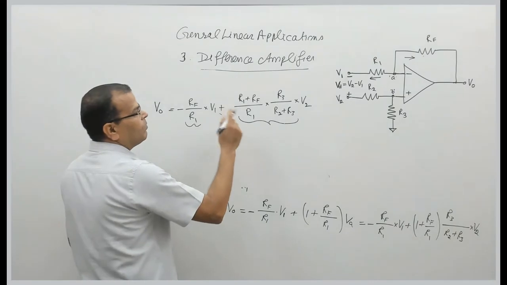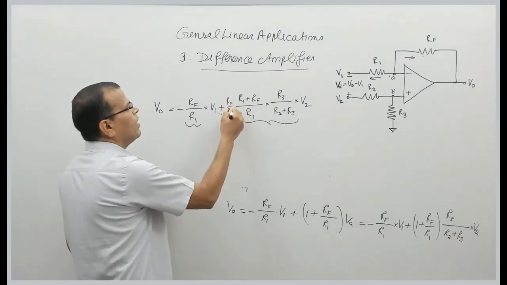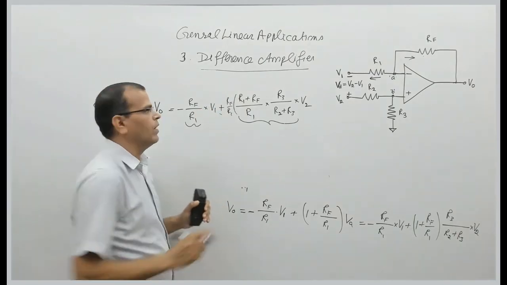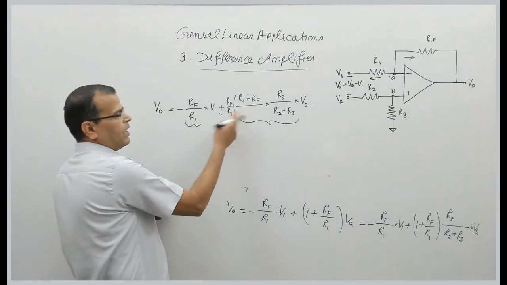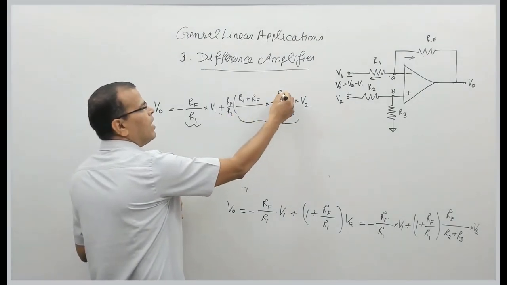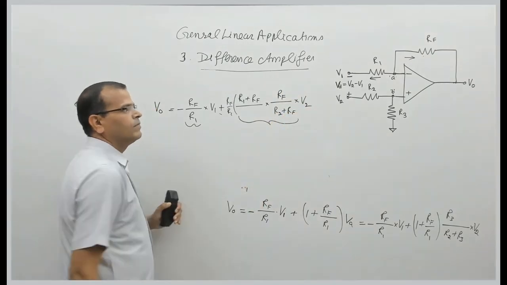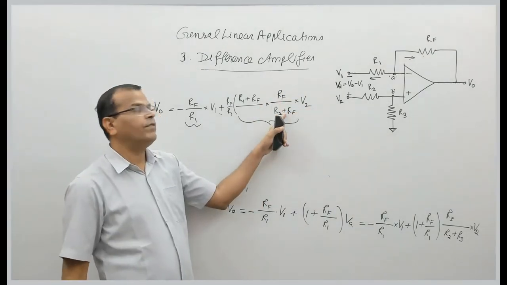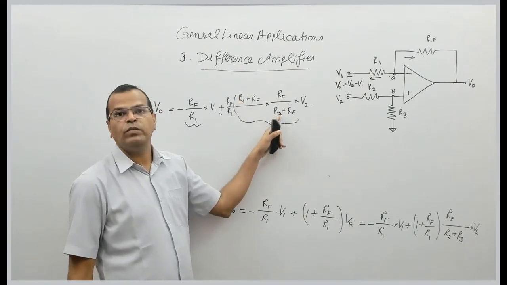To make it RF by R1, R1 can be taken outside. And if I make R3 equal to RF, make R3 equal to RF and make R1 equal to R2.